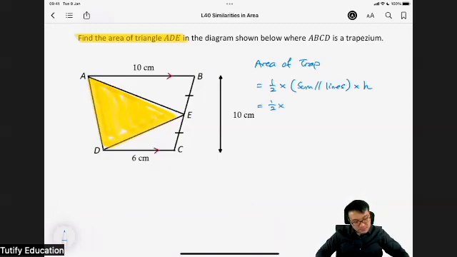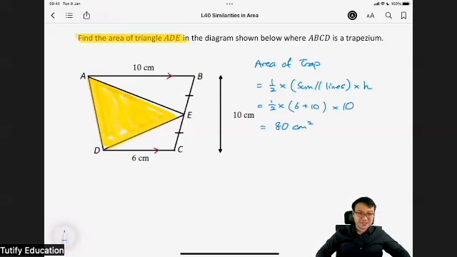Half times. Can you tell me which are the two parallel lines? 10 and 6. Oh, very good. And what is the height? 6. 10. Okay, help me to calculate what's the answer for this. 80. Got it. Okay, well done. You found the area of this trapezium.